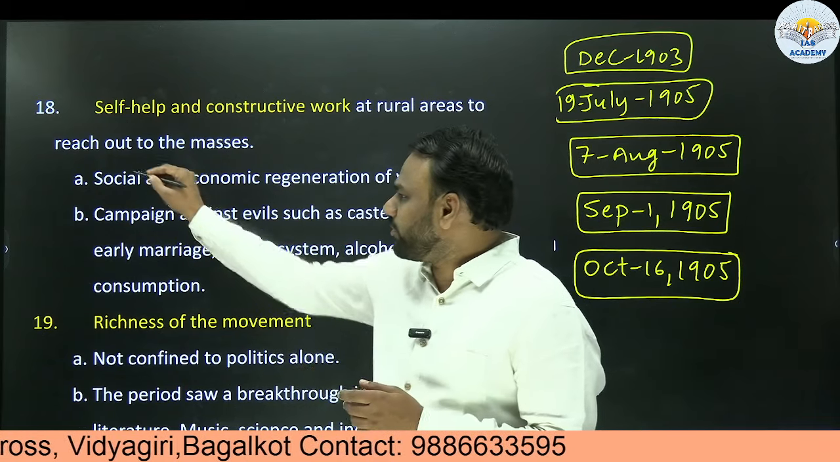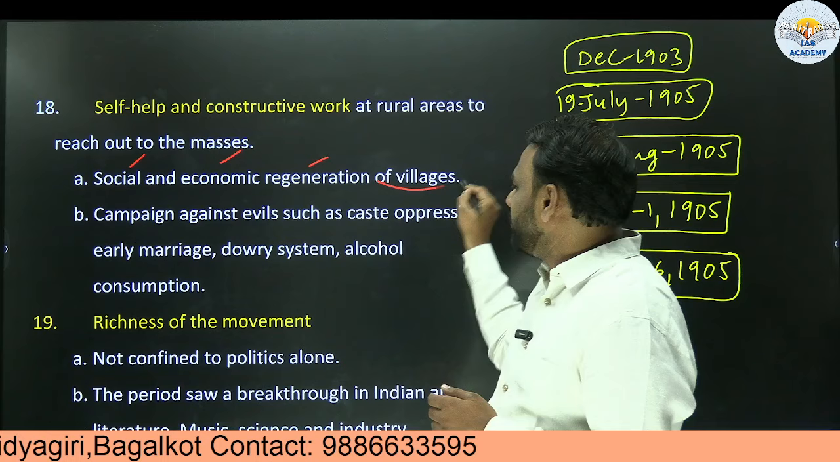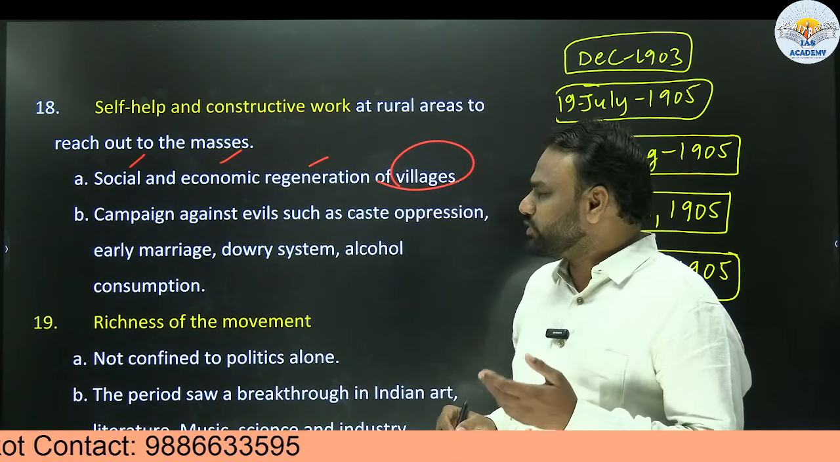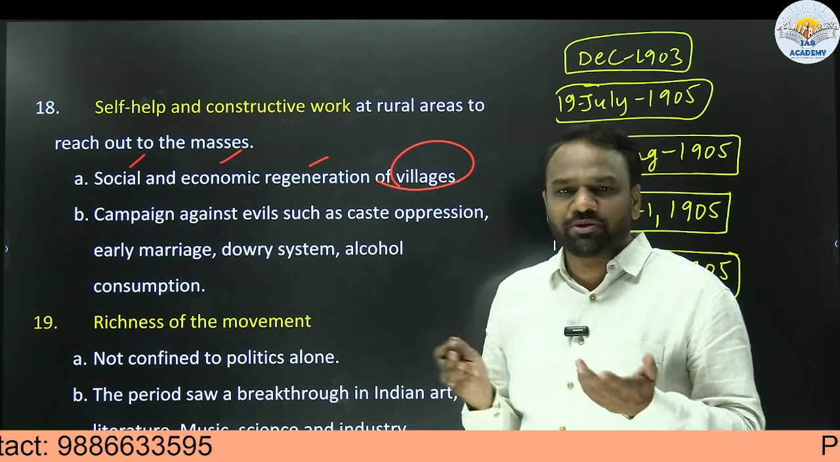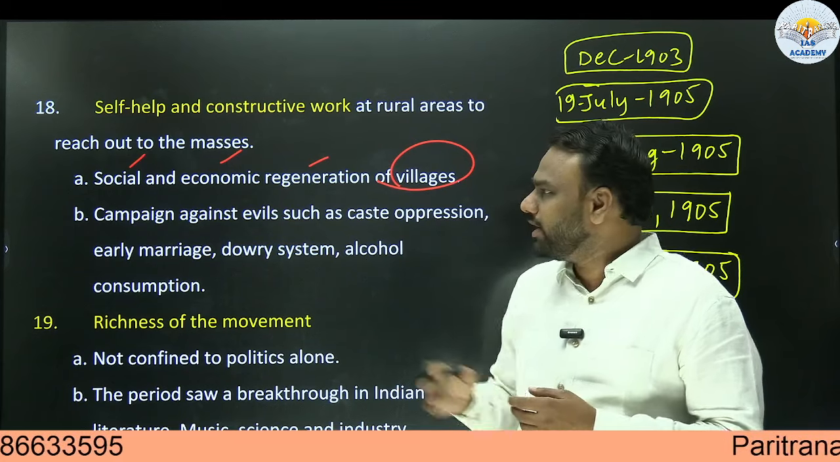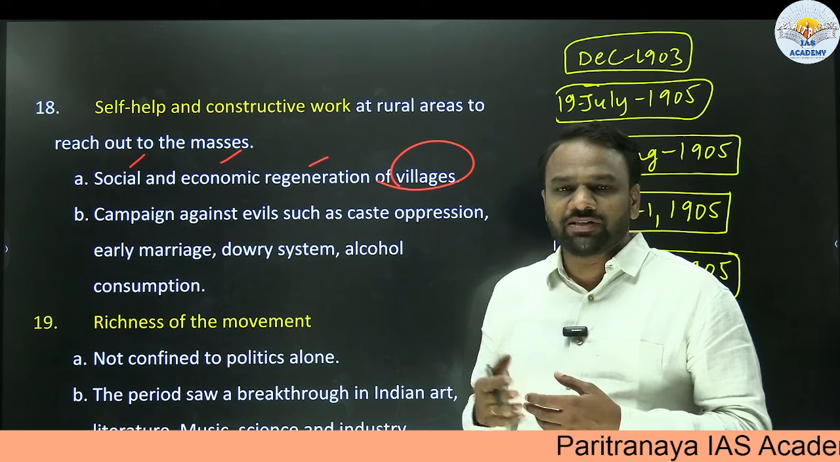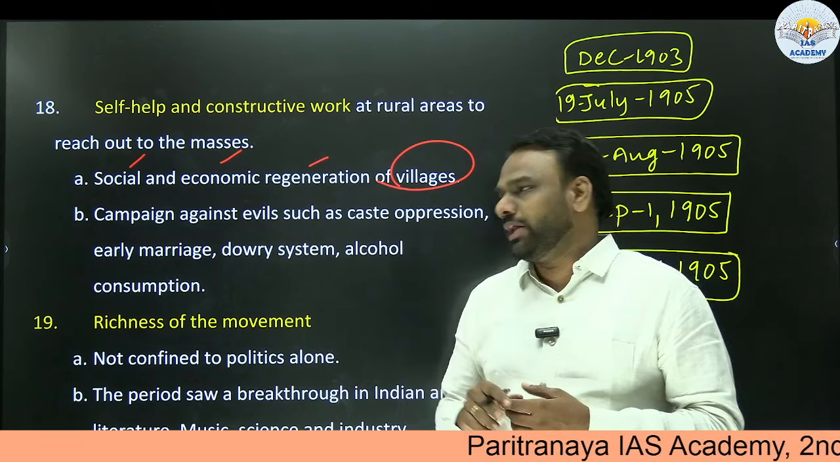So they were in the form of social and economic regeneration of villages. So an example of social reform might be the prohibition of child marriages or prohibition of liquor. An example of regeneration means creating new employment opportunities. Even such kinds of developments were going on in the rural areas.